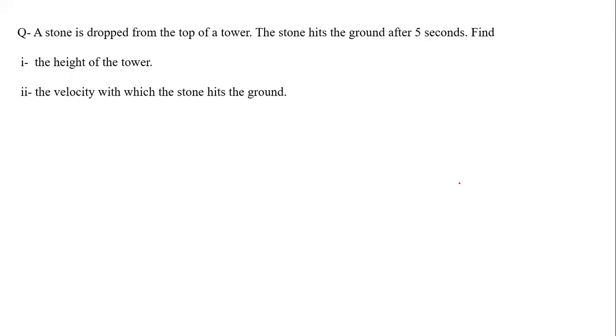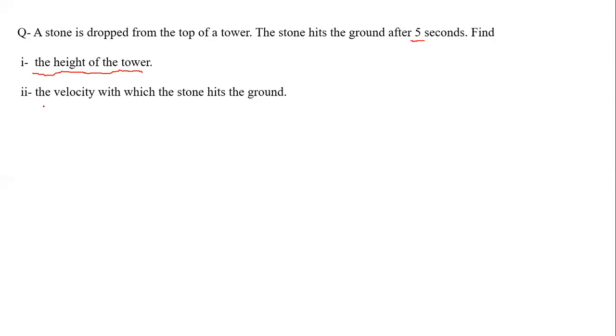hits the ground. Okay, so in this question, they have said that a stone is dropped from the top of a tower. There is a tower, and the stone is dropped from its top. Now the stone hits the ground after 5 seconds. So it means that the stone took 5 seconds to hit the ground. Now what I have to find is the height of the tower from which the stone is being dropped, and the velocity with which the stone hits the ground.